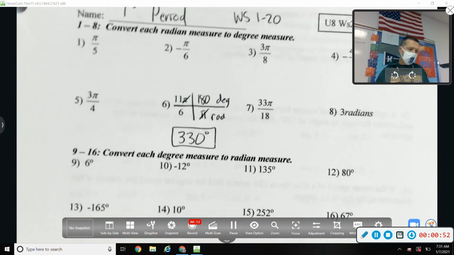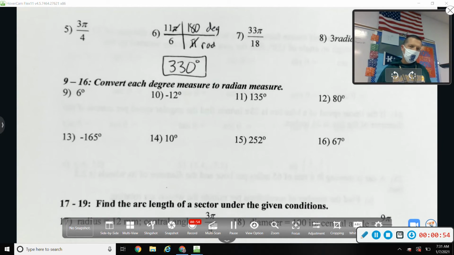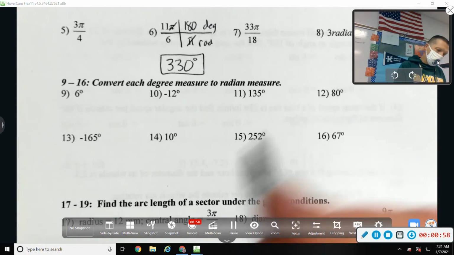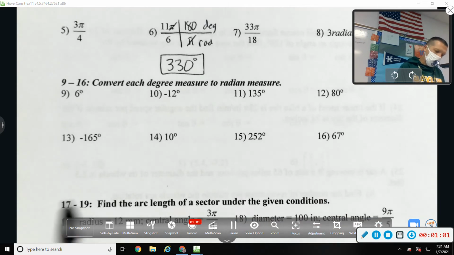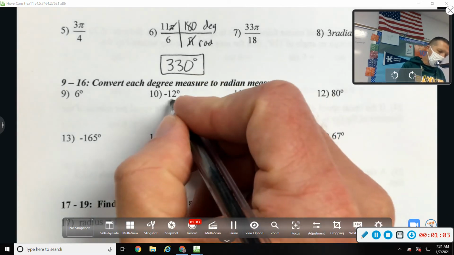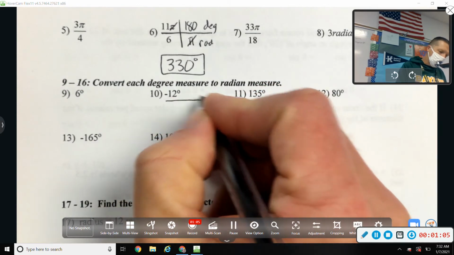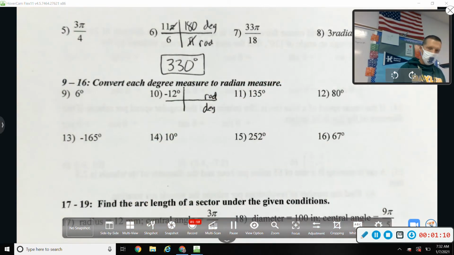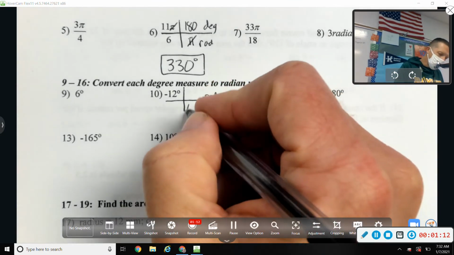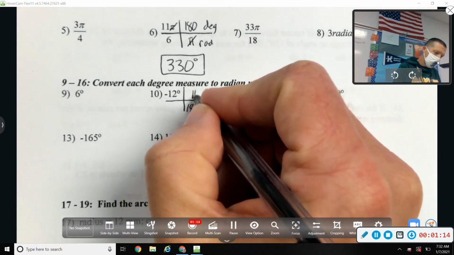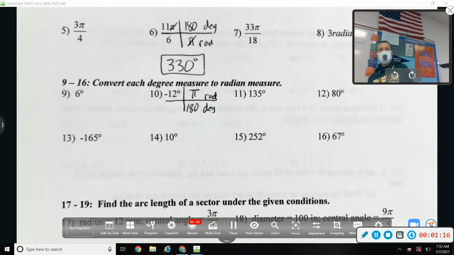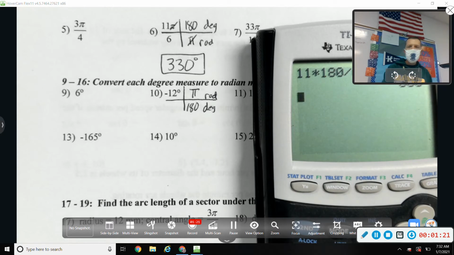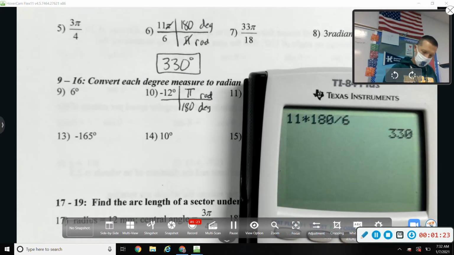Let's also do one where we go degrees to radians, because that's where I want it in terms of pi. So let's pick one. Negative 12, number 10. So I want the degrees to go away, and I want to replace it with radians. So 180 degrees in the bottom, pi radians in the top. And again, I want my answer in terms of pi, so I'm going to let the calculator do the reducing.